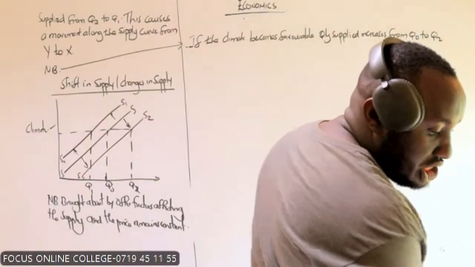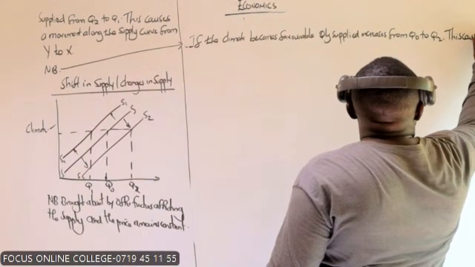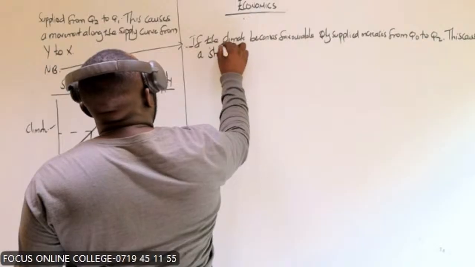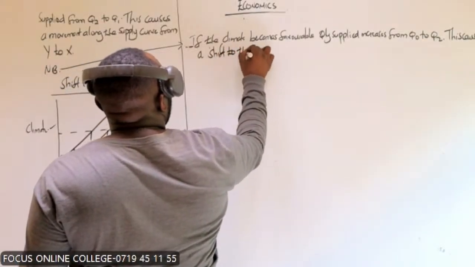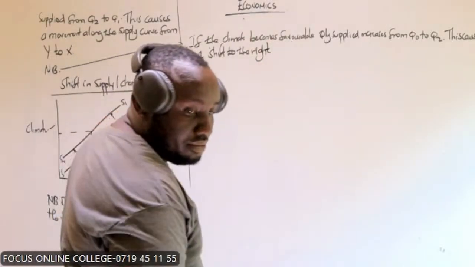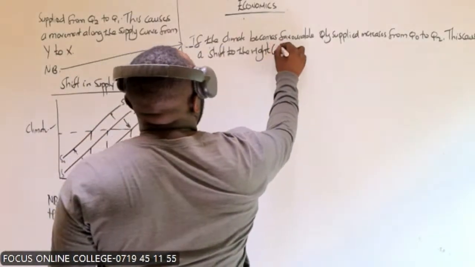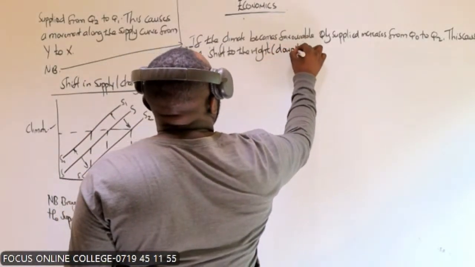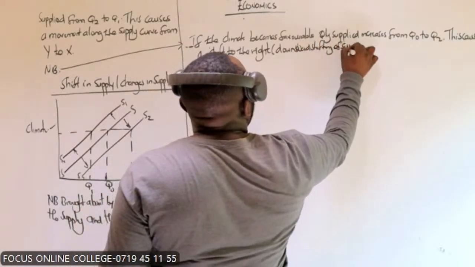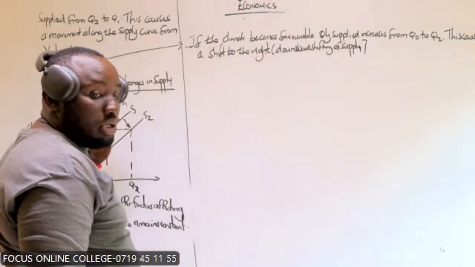So this causes a shift to the right. This causes a shift to the right. The shift to the right is also called downward shifting of the supply curve. A shift to the right is also called downward shifting of the supply curve.